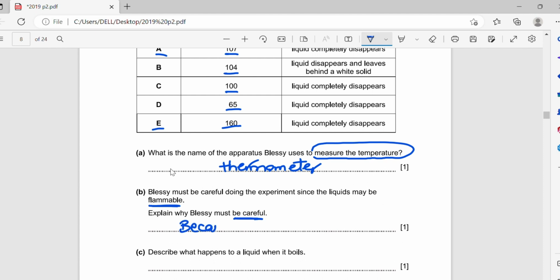يبقى why Blessy must be careful? Because the liquid can burn her, or in other words, she might catch fire. Okay?